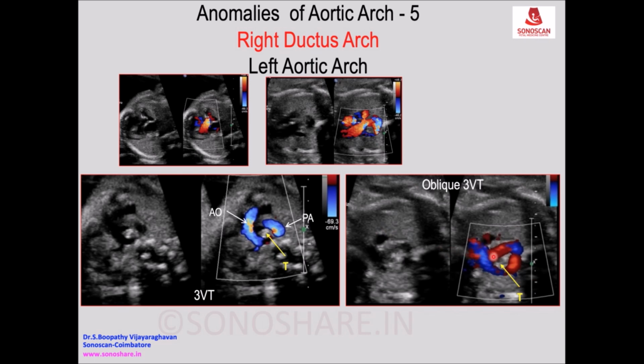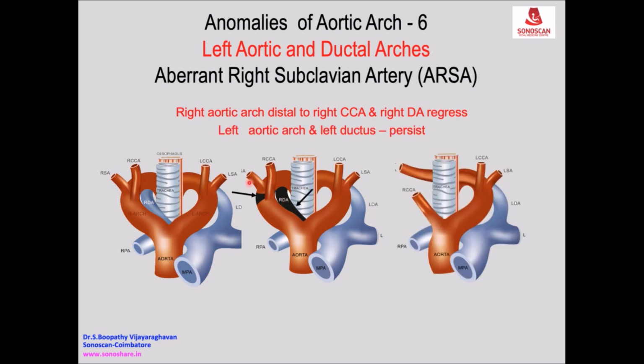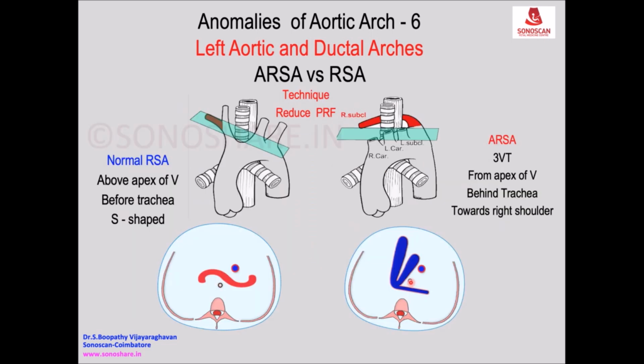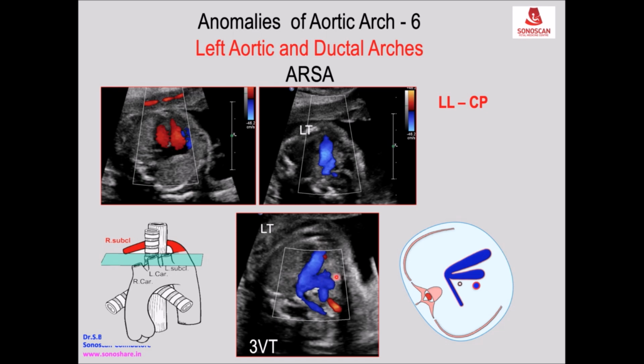So here, that's the result. What happens? The right subclavian and the right common carotid are separated. It is not the common brachiocephalic origin, they are separated, and we get an aberrant right subclavian artery behind the trachea towards the right shoulder. Okay, straight course.